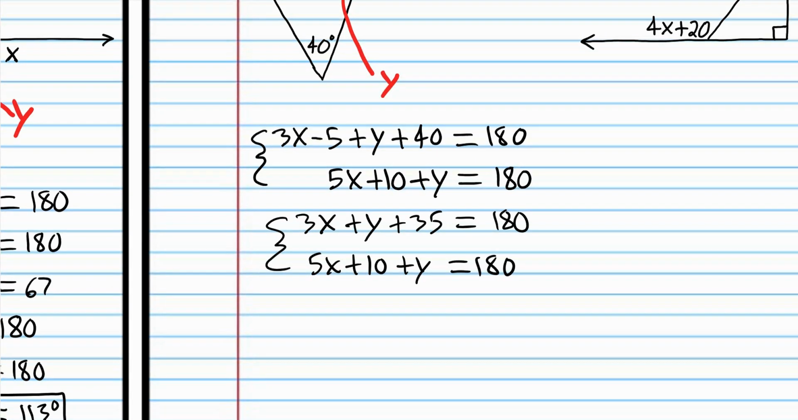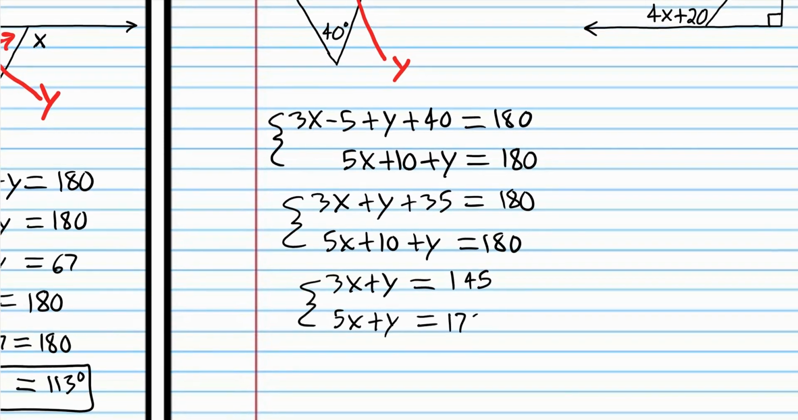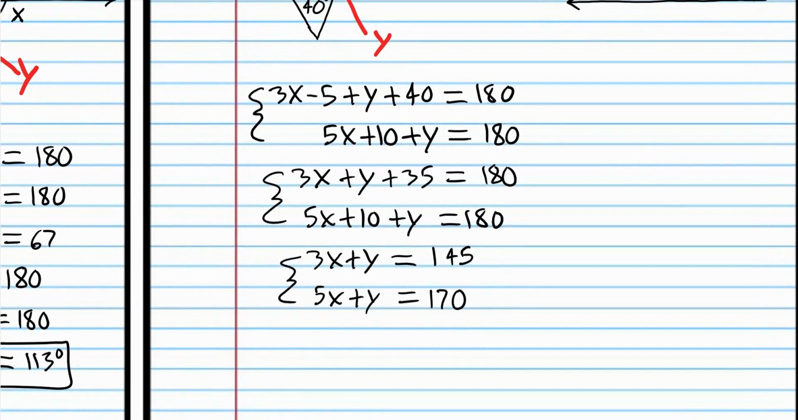So subtract 35 from both sides in the top equation. And you get, let's see, you get 145. Now I'm going to subtract 10 from both sides of this equation here, and we're going to get 5x plus y is equal to 170. So now you can see we have just the typical system of equations that you're used to in my beginning algebra course. Now again, you may be a little rusty on this, that's okay.